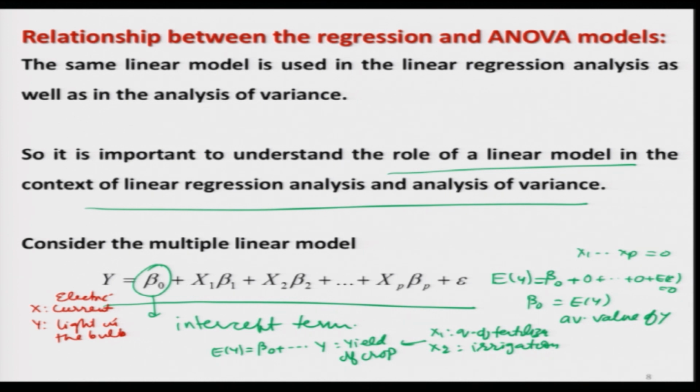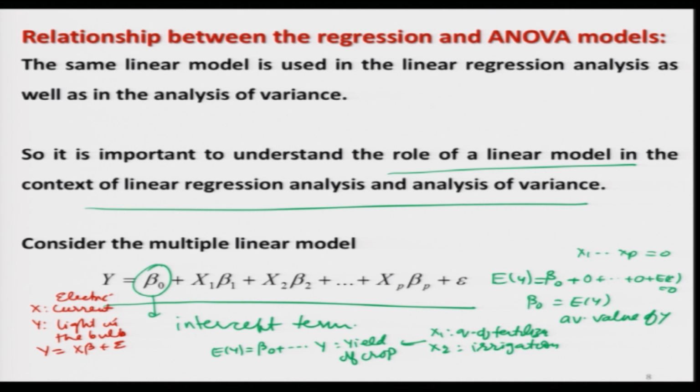So, in this case what will happen? If the input, that is the value of the current, is 0, then the output is going to be 0. So, in this case we will not have an intercept term in the model, and we are going to simply consider a model like y equals x beta plus random error. So, that is how you have to take a call whether you want to have the intercept term in the model or not.